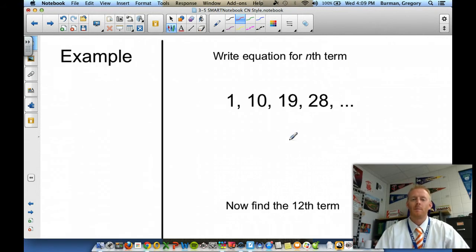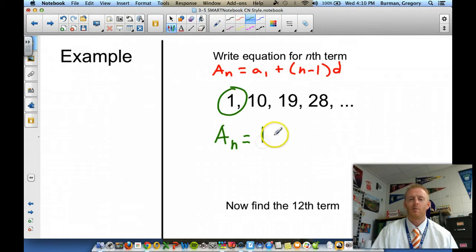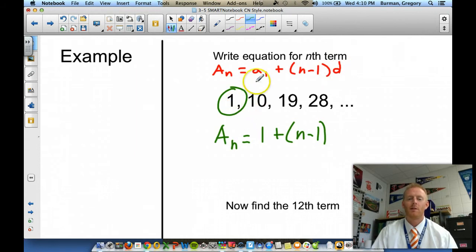So here's an example. Our job is to write an equation for the nth term. We know that we are using the equation where a sub n is equal to a sub 1 plus n minus 1 times d. So we can use some things that we know. A sub 1 is just the first term. So to have a sub n equal the first term of 1 plus, now n minus 1, that stuff never changes, but we do need to figure out what d is. And d is figured out by what is the common difference. Now that should be something quick and easy to find, that the common difference is 9.